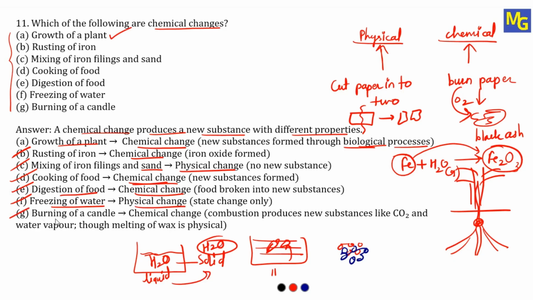And the last one is burning of a candle. Whenever we say burning, the reaction is with the oxygen. When candle is burned, this candle is made up of wax. This wax combines with oxygen and it forms a new substance. So you can see here, combustion produces new substances like CO2 and water vapor through melting of wax. So this formation of new substance is called chemical change, but melting of a wax is called physical.